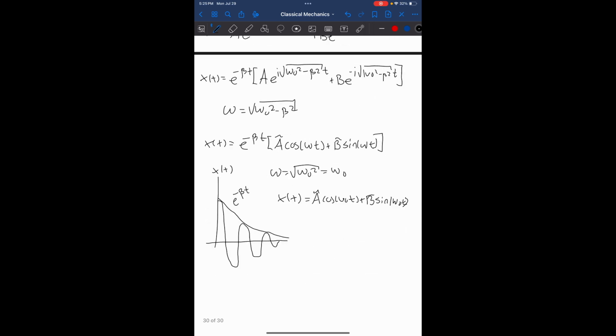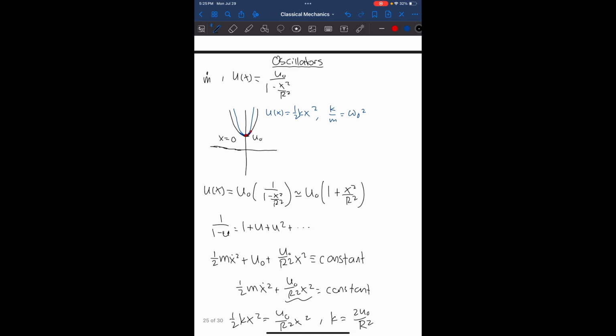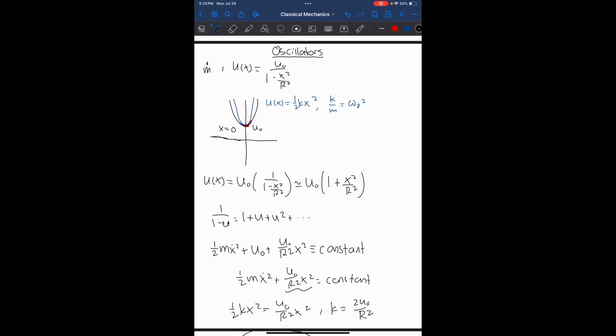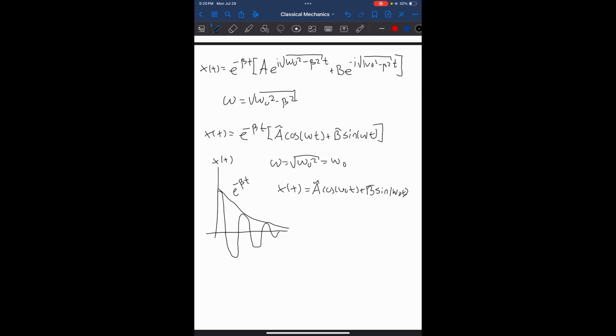All right, so I encourage you to go through some examples of working with different oscillators on your own. There are many in Taylor's classical mechanics book of these types of problems, so I encourage you to work through them. And in the next video, we're going to look at what happens when we introduce a driving force, a constant and non-constant driving force.